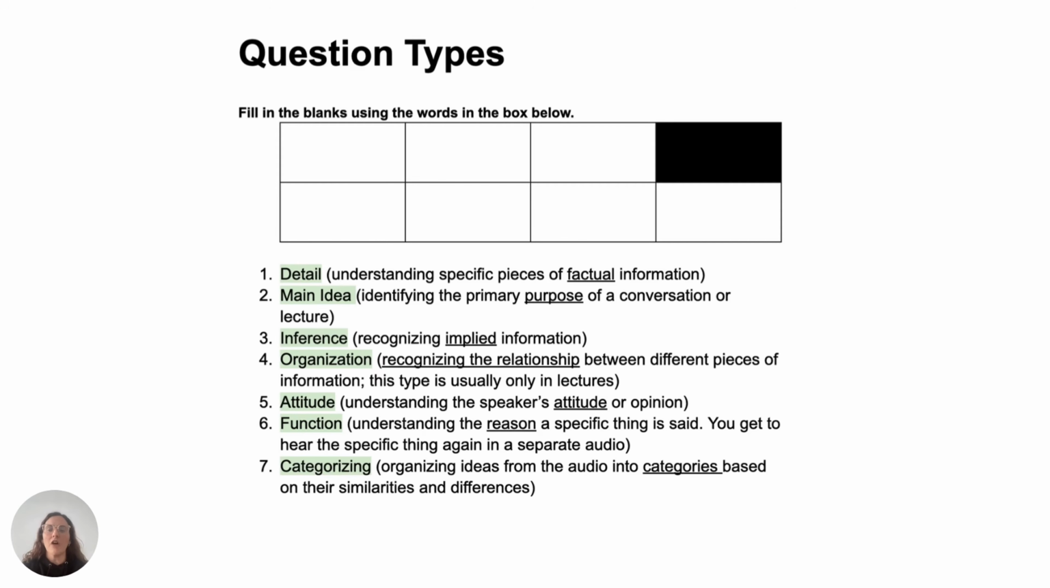For example, in the conversation you'll hear today, the student has a problem or a concern. So the details often involve the solution to that problem or the teacher addressing his concern.